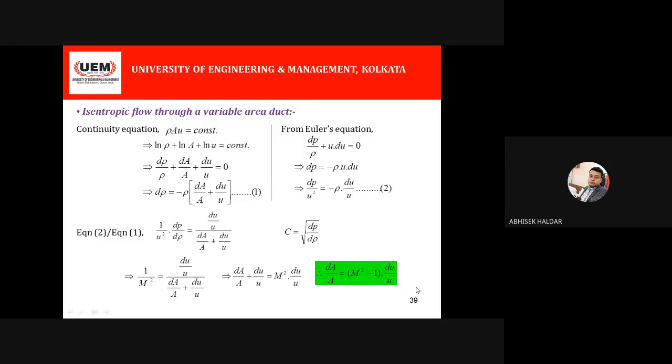So this is basically the mathematics I know, but there is a huge significance of this last highlighted equation that I have written, that dA by A is equal to m square minus 1 into du by u. There is a huge physical significance of this equation for any variable area duct. dA by A means what? Obviously there is some change in area. That's why we have generated this type of equation. So let us see that now.